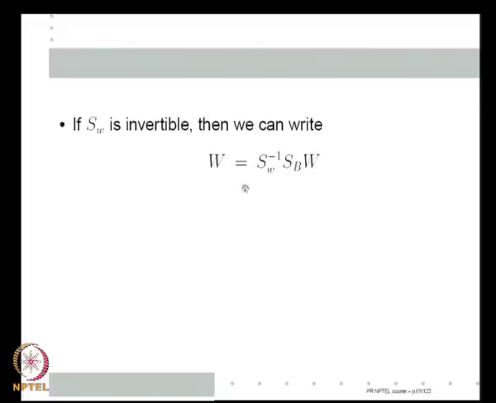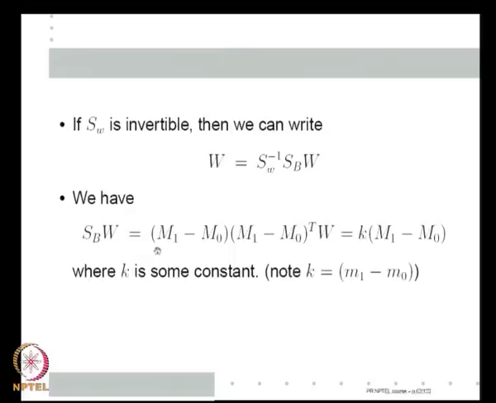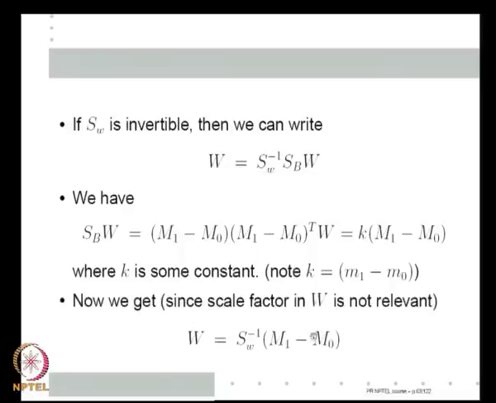This looks like, of course, an eigenvalue problem. Putting a lambda here, it is the eigenvalue of SW inverse SB, but we do not even have to look at the eigenvalues, because of SBW. What is SB? M1 minus M0, M1 minus M0 transpose into W. We know M1 minus M0 transpose W is nothing but little m1 minus little m0, which is a scalar. So this is some scalar k times M1 minus M0, where k is equal to little m1 minus little m0. So SBW is a vector that is proportional to M1 minus M0. So I can replace SBW by some constant times M1 minus M0, which gives me W is SW inverse times M1 minus M0.